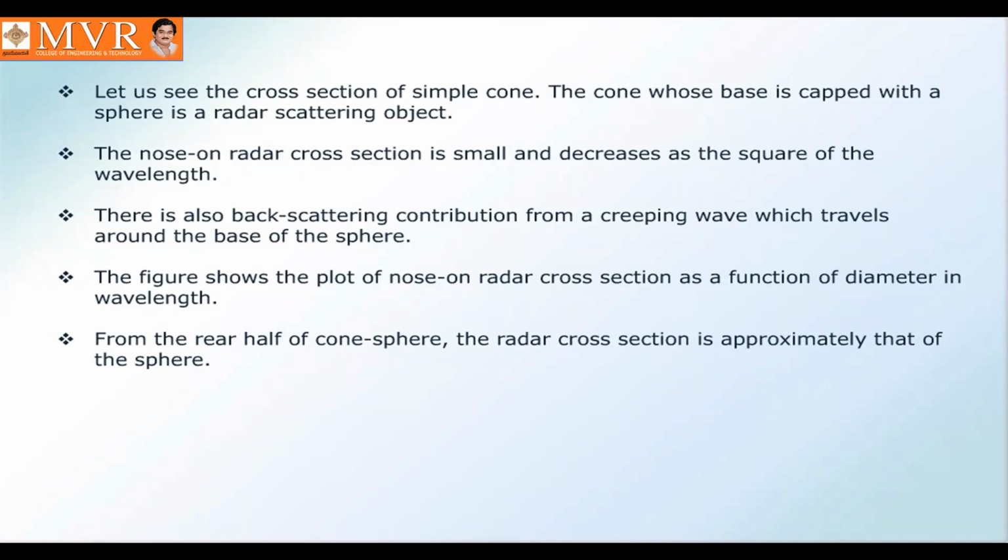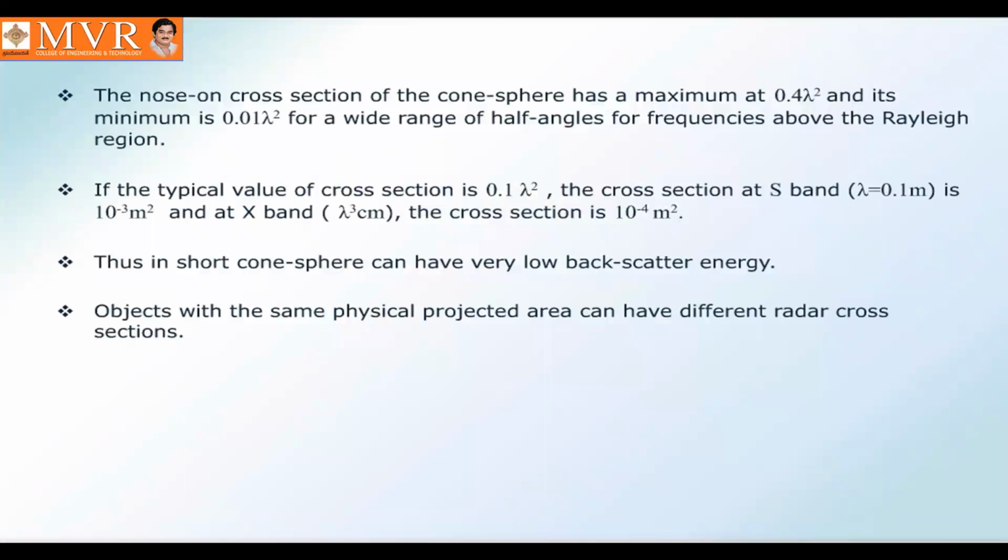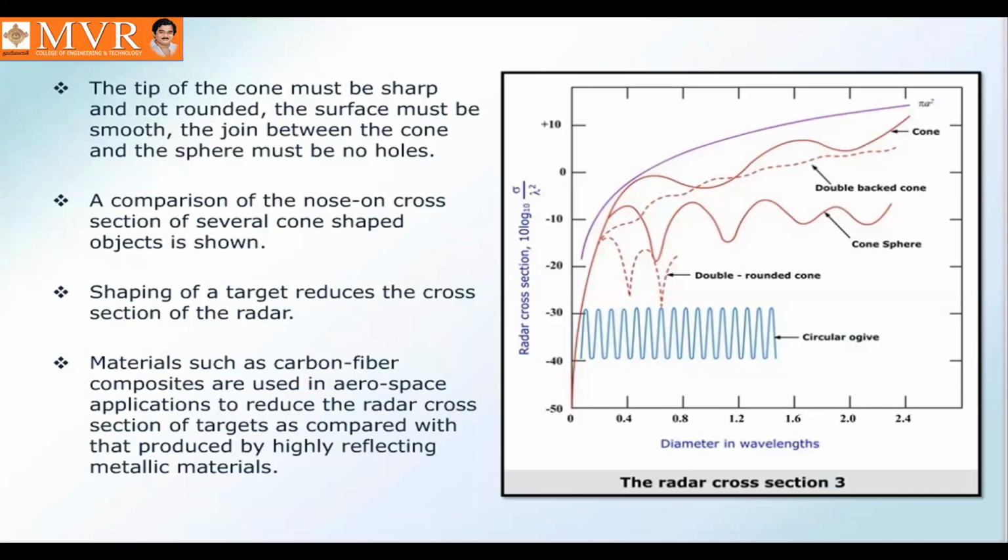If you take a simple cone, let us see here, we have taken different values. This is the radar cross section with respect to the cone, and this is a double-backed cone, this is a cone sphere, this is a double-backed cone, and this is circular. So there we can see the radar cross section varies. The radar cross section changes with the shape of the target. If it is a cone, the value will be large. If it is a double-backed cone, the value will be less. Depending upon the shape, the radar cross section varies.